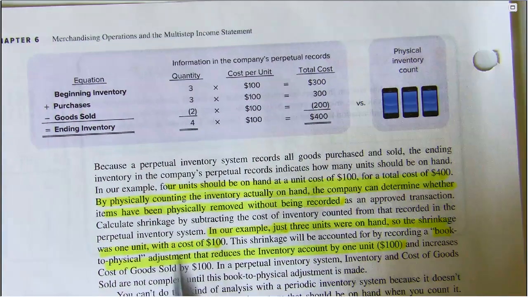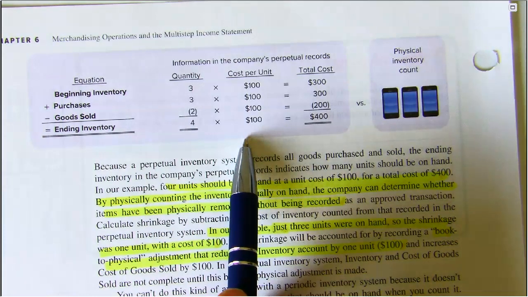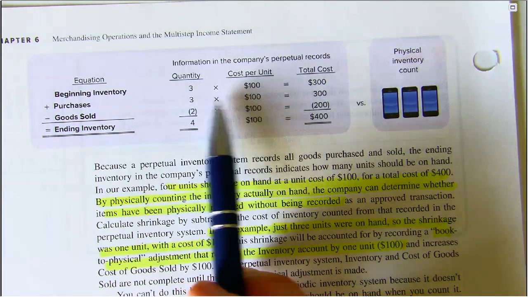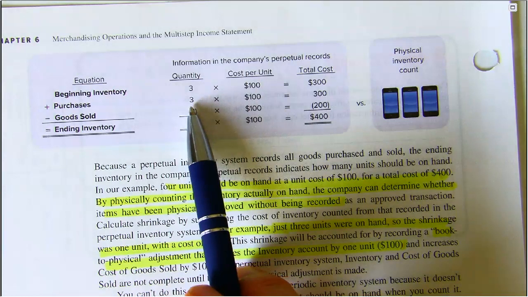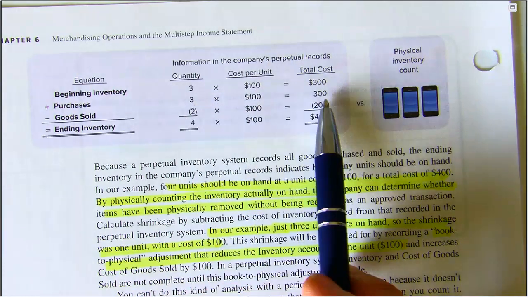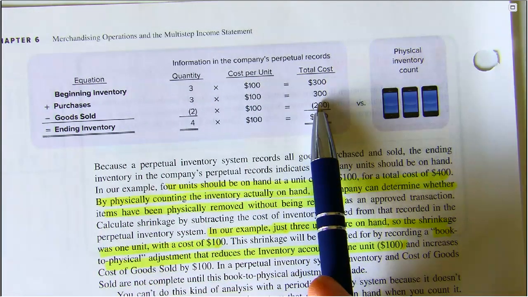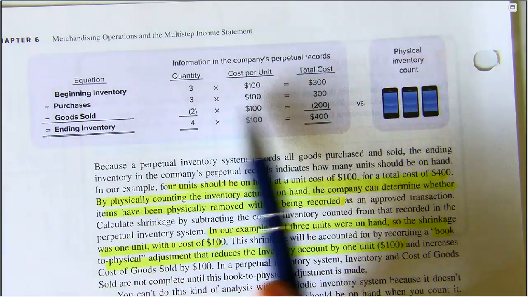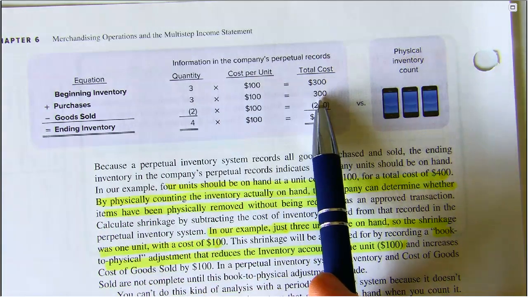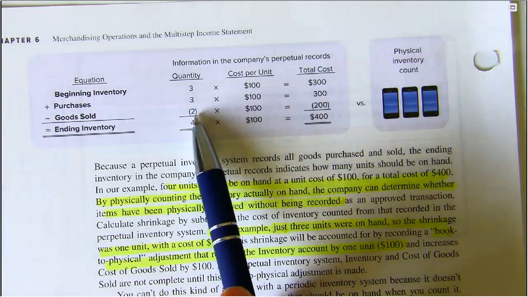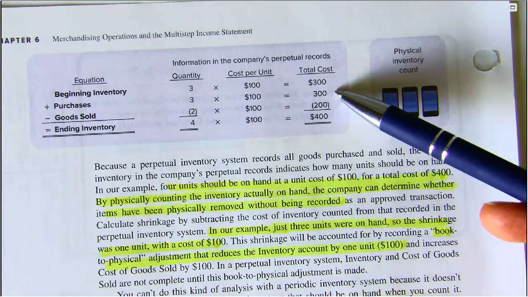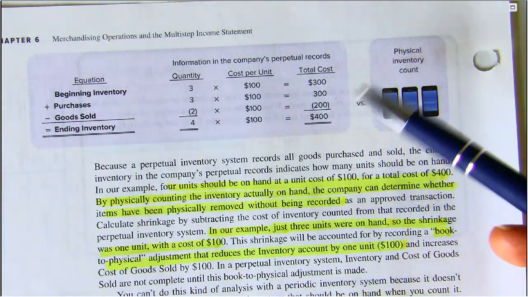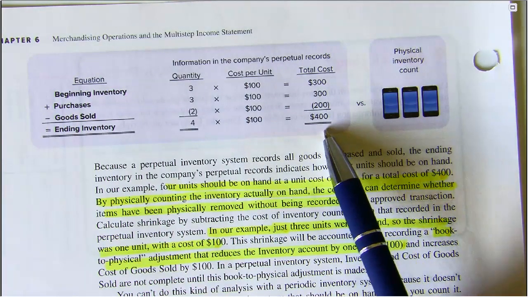Okay, so here's our inventory records in the left box. We've got the beginning inventory, units times cost equals total cost. That's what we started with. And then we made some purchases. We bought another 3 units at the same cost. So we have goods available for sale, 6 units for a total of $600. And we know according to our sales records that we sold 2 units, so we should have 4 left. 600 minus 200 equals $400 worth of inventory that we should have on hand.